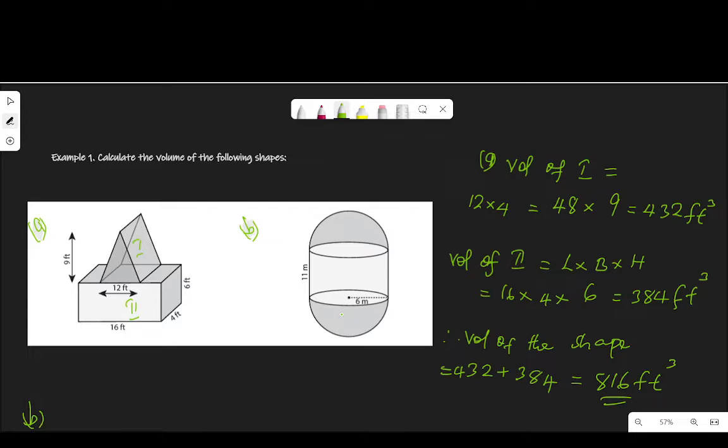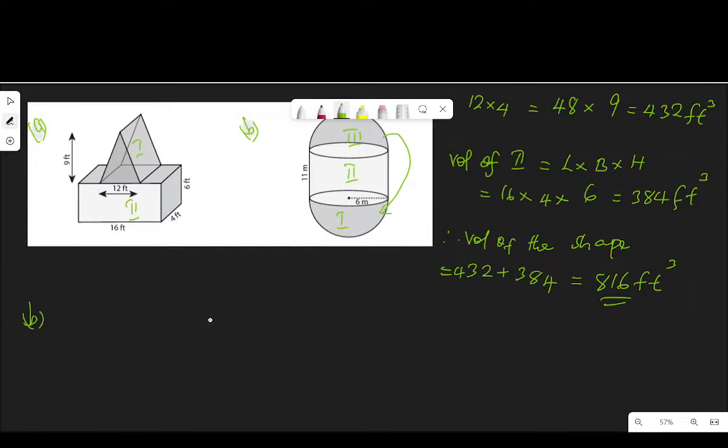So the volume of this hemisphere, let's call this one 1, plus the volume of this cylinder, let's call it 2, plus the volume of this hemisphere, let's call it 3. But since this and this are exactly the same, I will just multiply their volume by 2. And we know that the volume of a hemisphere is half of a sphere, and the volume of a sphere is 4/3 pi r cube.